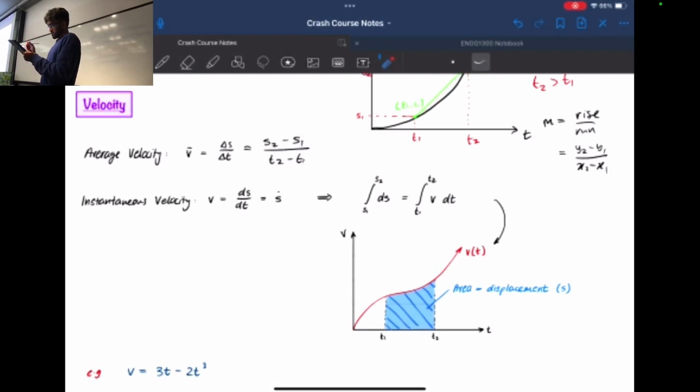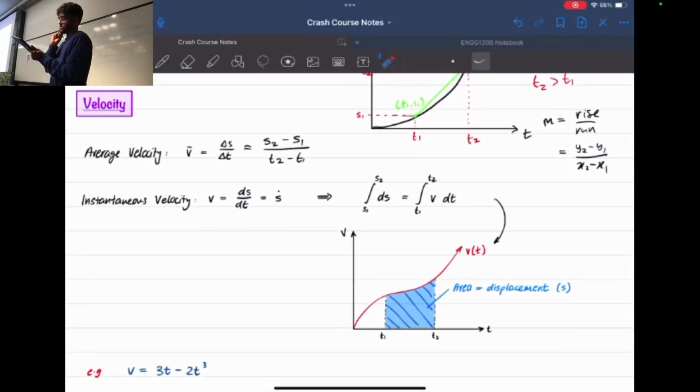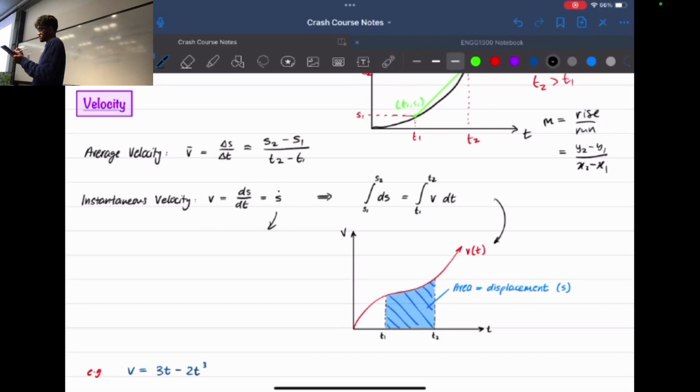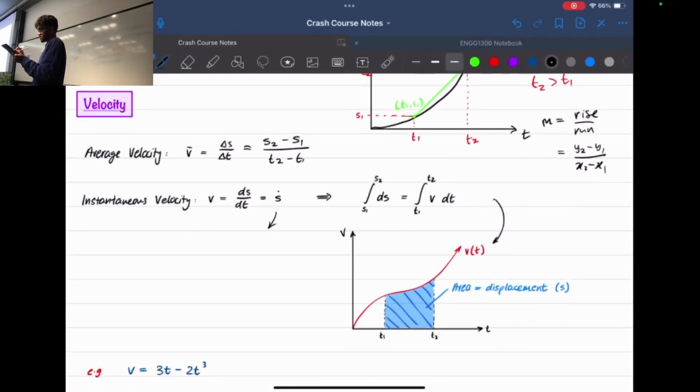So the formula that we know for instantaneous velocity is that v is equal to ds on dt, or s dot. By the way, in mechanics of physics, the dot represents derivative with respect to time. S dash is usually derivative with respect to x, and s dot is with respect to time. Okay, so I'll say with respect to time.